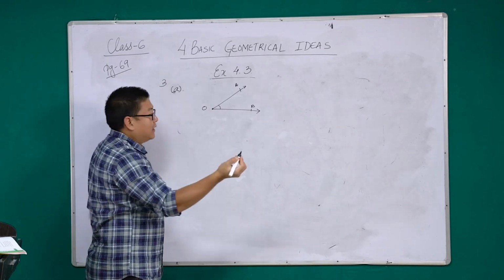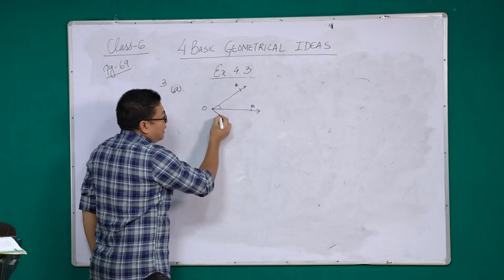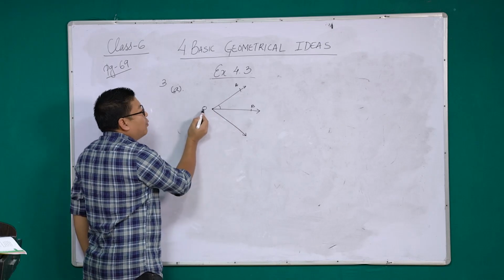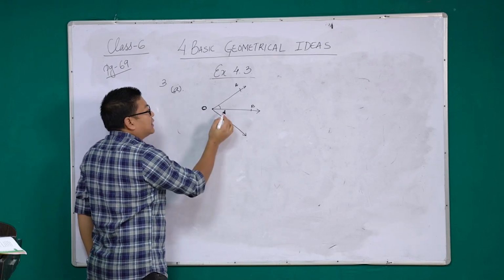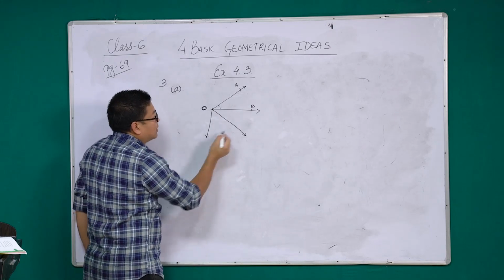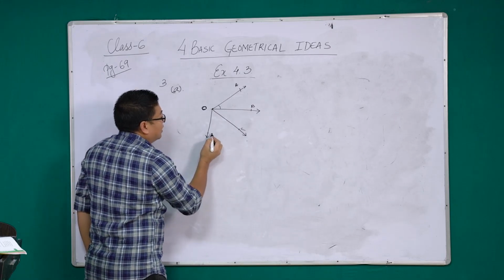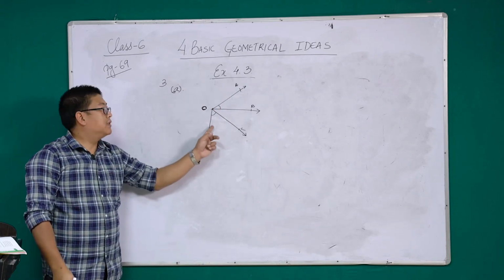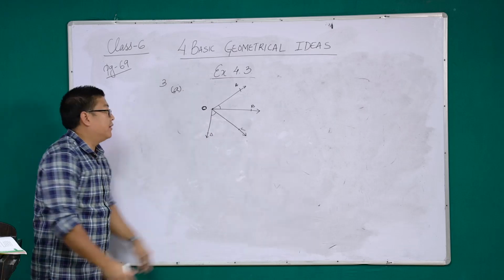Now we have to draw another angle. Sometimes we may think we can do it like this, but they're asking us only for one common point, not one common ray. So we will have to draw another one like this. Mark this as C, mark this as D, and your angle is formed. So you have two angles with one common point.